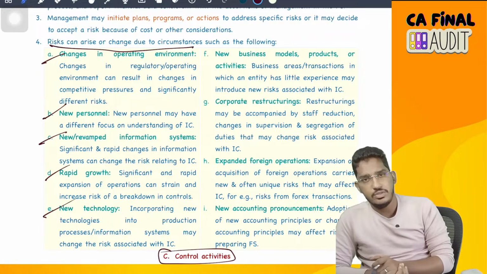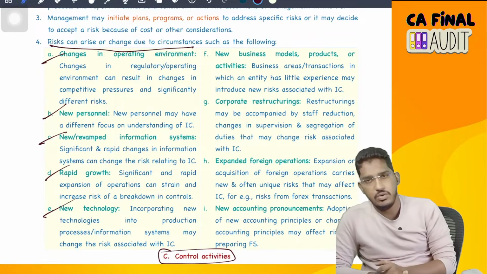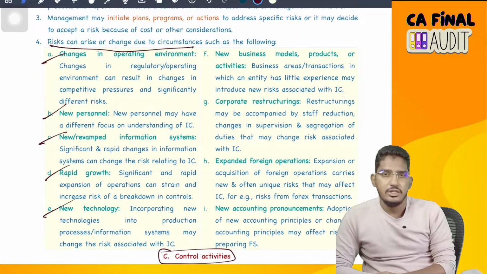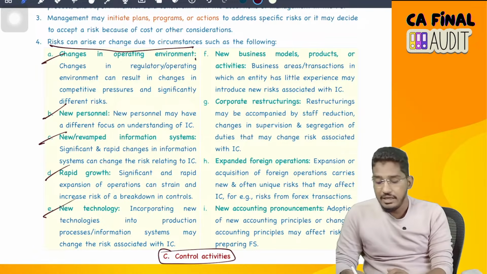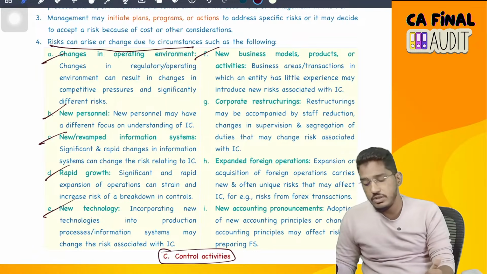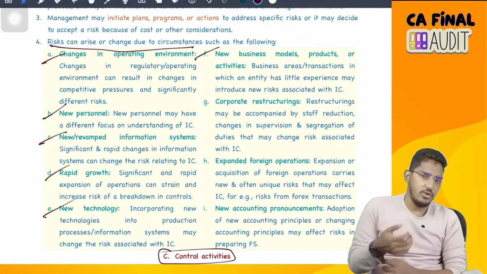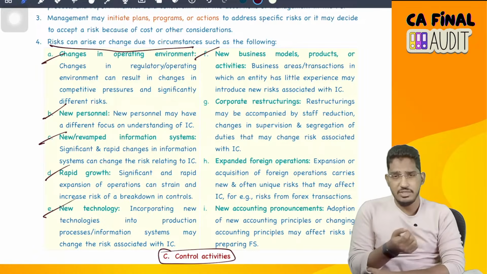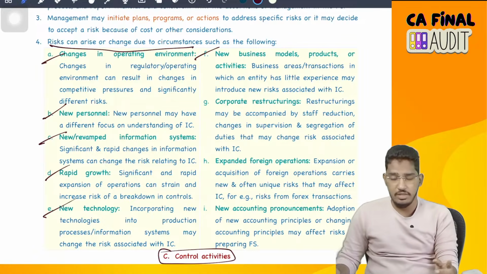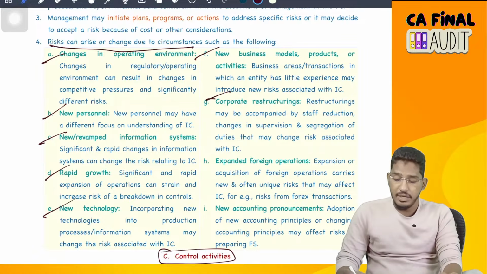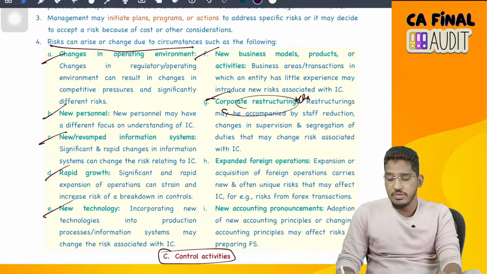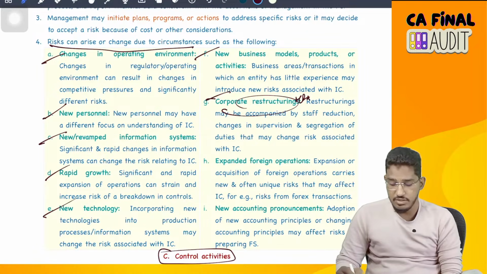New technology. When you are using a new technology, for example, today companies are all adopting AI and all, that will also bring new risk. And the risk can arise from new business models, new products, or new activities. When you are launching a new product, when you are diversifying your business, when you have acquired someone, that will result in new risk. Or corporate restructuring. Now this is where mergers and acquisitions will come. Because of corporate restructuring, also new risk will arise.